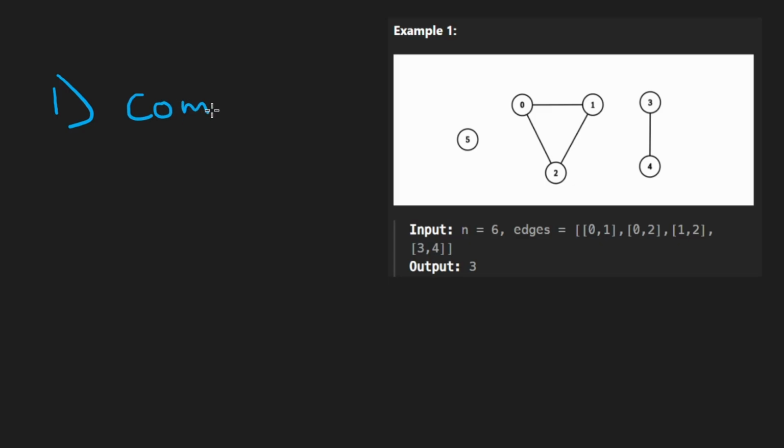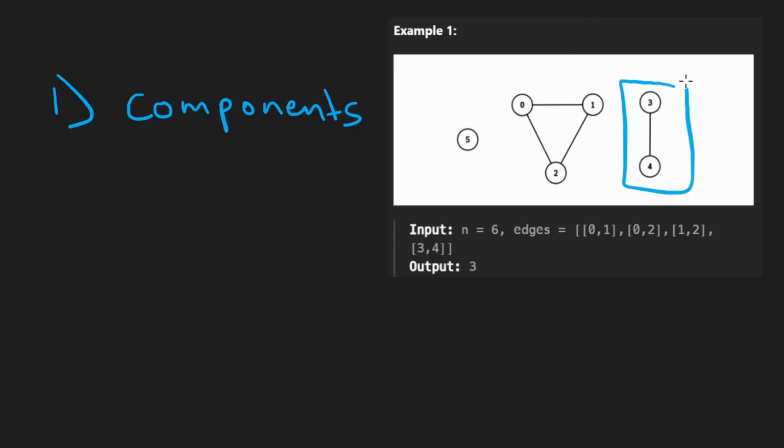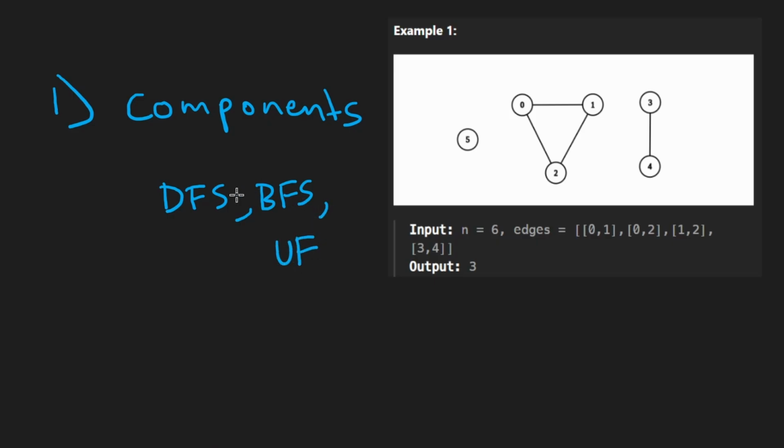The first is going to be, of course, getting the actual components, like separating them out. We need to be able to somehow distinguish that 5 is a part of its own component, that 0, 1, and 2 are a part of the same component, 3 and 4 are a part of the same component as well. Many, many different ways to do this. DFS, BFS, or union find. There might be some others as well. But I think it's perfectly fine to just use a simple traversal.